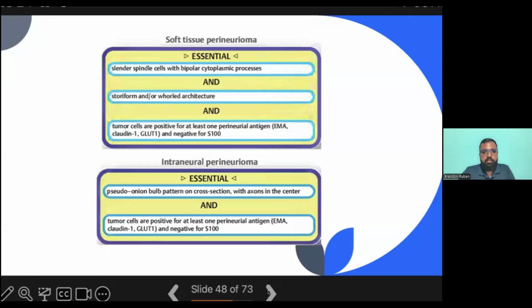Diagnosis. Essential for soft tissue perineurioma are slender spindle cells with bipolar cytoplasmic processes and storiform and/or whorled architecture, and tumor cells positive for at least one perineurial antigen and negative for S100. For the intraneural subtype, it is essential to have a pseudo-onion bulb pattern on cross-section with axons in the center, and tumor cells positive for at least one perineurial antigen and negative for S100.